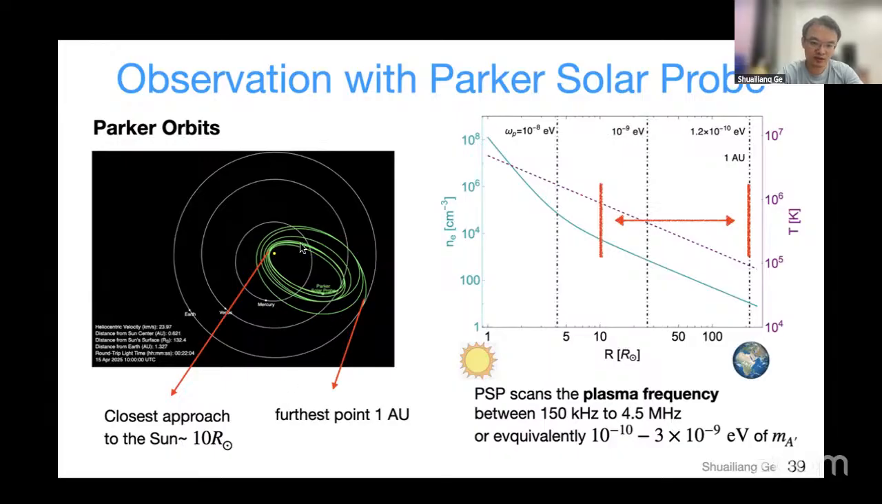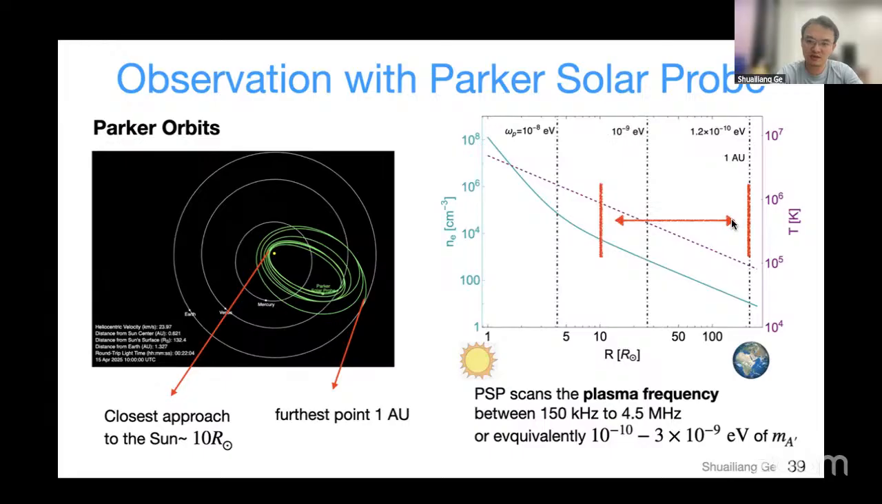So these are Parker's orbits. The closest approach to the sun is roughly 10 solar radii from the sun, and the furthest point is at the Earth's orbit, 1 AU. We can map the orbits in this plot. Note that this is the closest point to the sun, roughly 10 solar radii, and this is the furthest point at the position of the Earth.